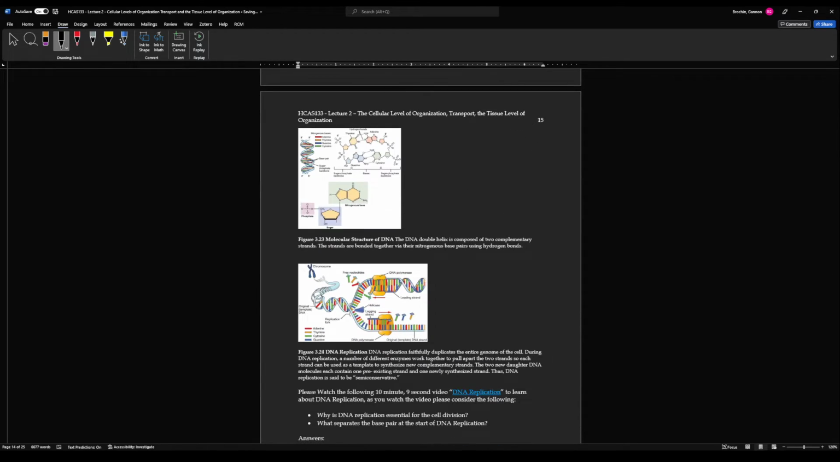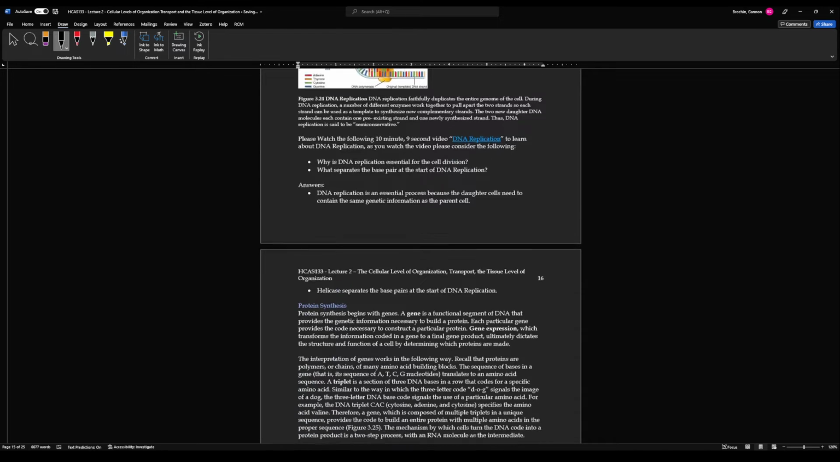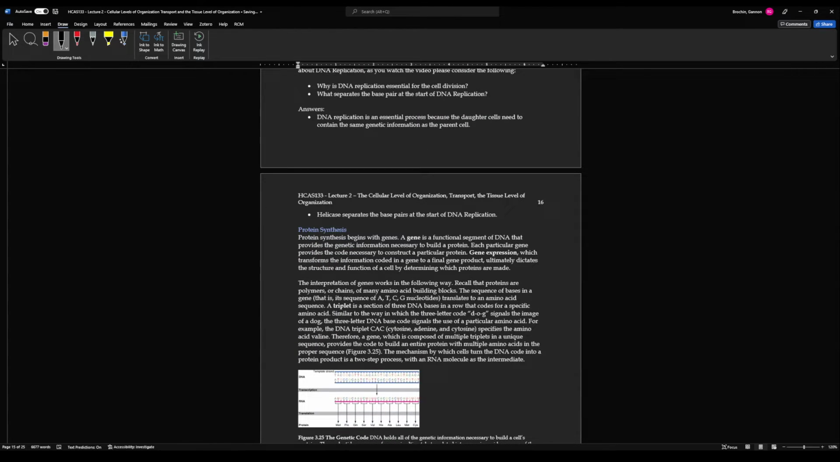Now, once that's done, we can also see processes where DNA is turned into a substance called messenger RNA. Now, RNA also uses nucleic acids. In humans, though, our RNA is all single-stranded.